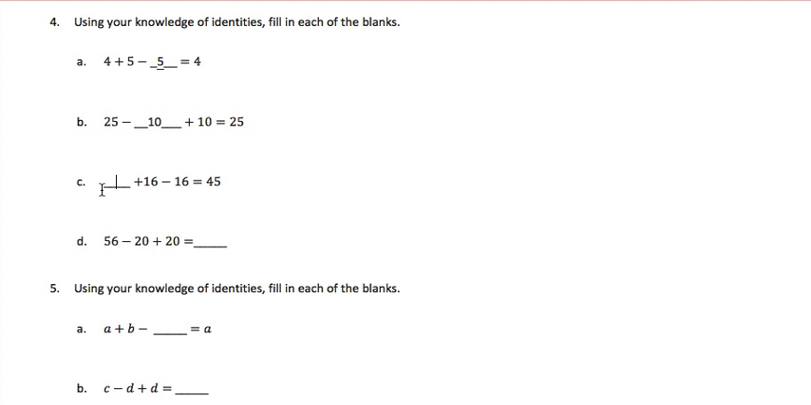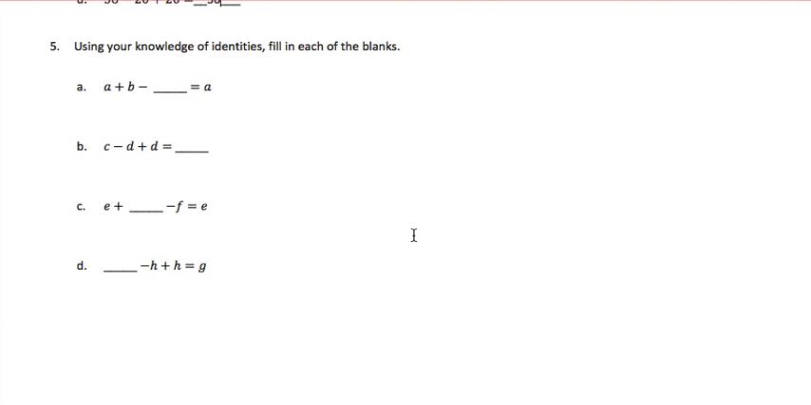Now in C, they don't give us the starting number, but they do give us the ending number. And we can see that we're adding 16 and then subtracting 16, which is an even exchange. So our starting number has to be 45. And then in D, they give us the starting number and subtracting 20, adding 20. So our ending number needs to be the same thing that we started with, which is 56.